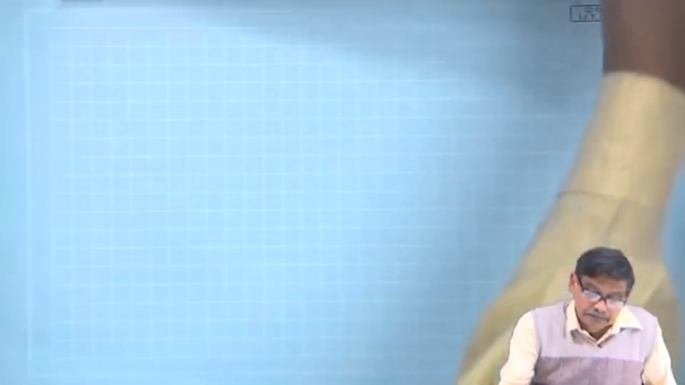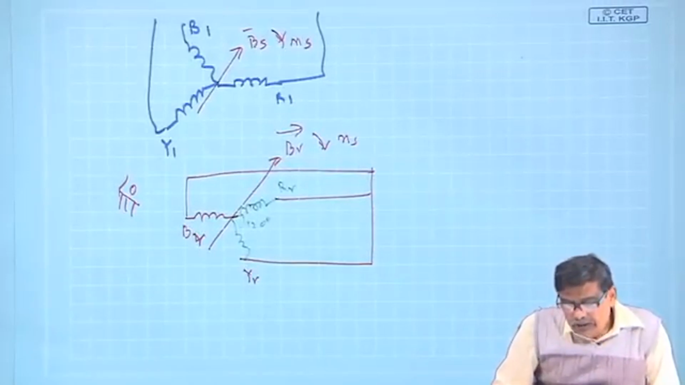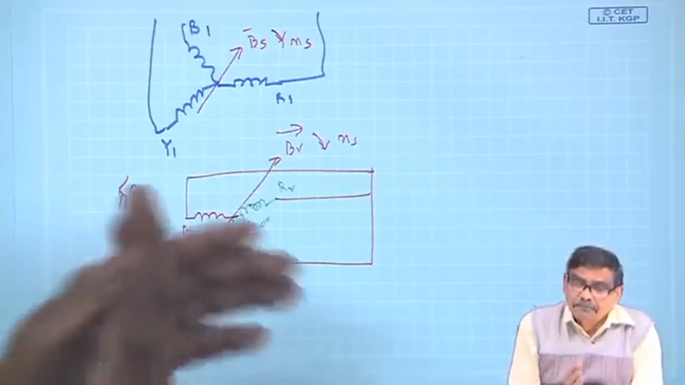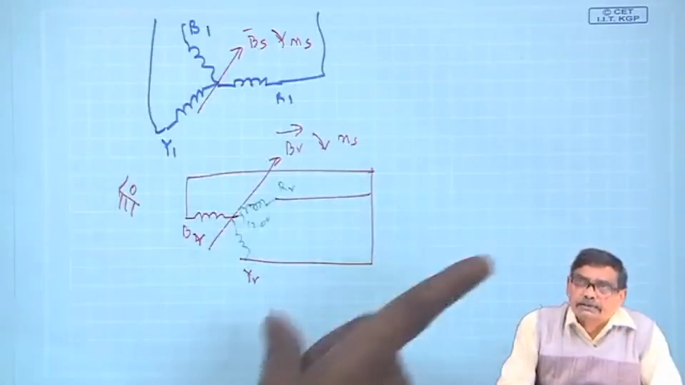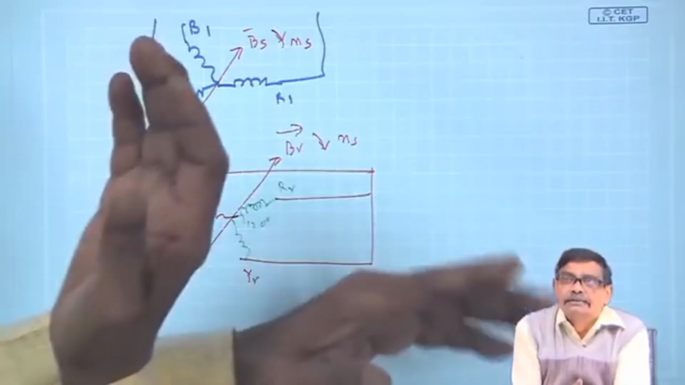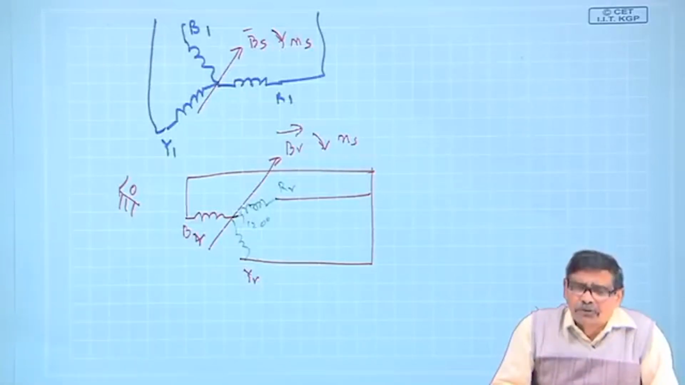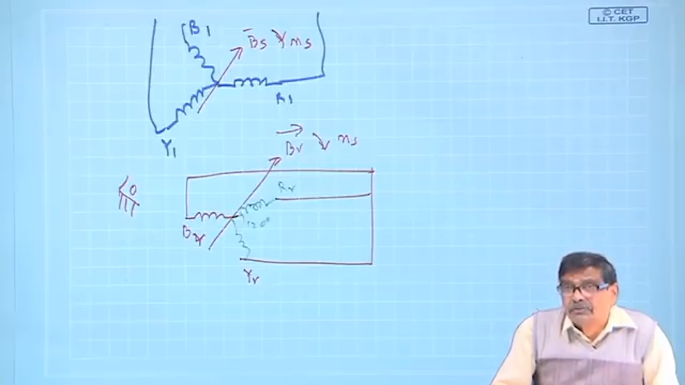Achha, before that, I told you BS and BR are produced, and there must be some difference of angle. Both of them are rotating with the same omega s, no doubt, ns, but how that angle is decided now becomes important. Although we have concluded the machine is expected to run, what is the torque, and how to relate the torque in terms of BS and BR?